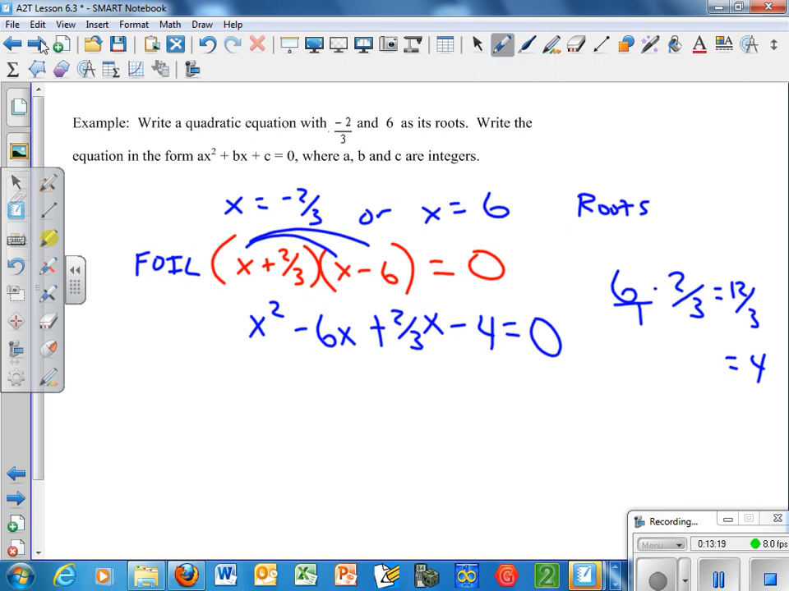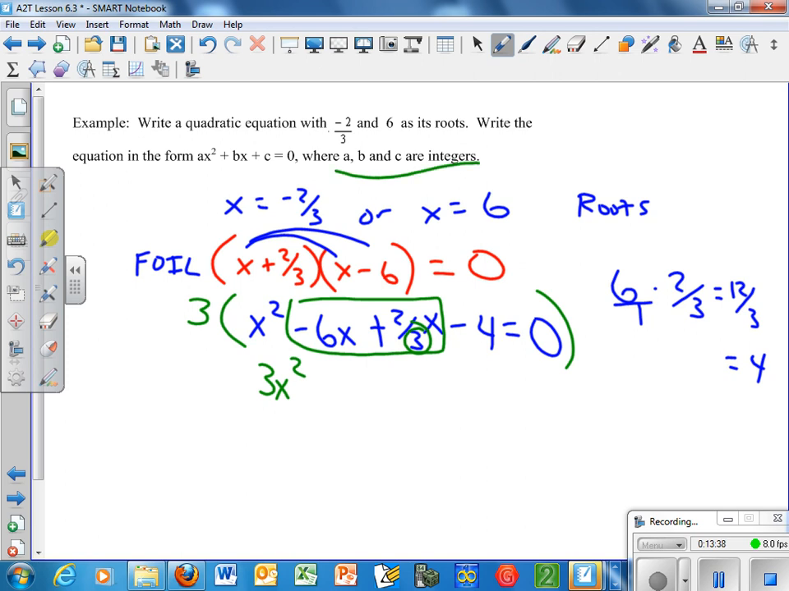Do not forget the equals 0 part. Okay, we're going to combine these. Actually, before we combine those, because I have a fraction here, I'm going to multiply to get rid of the fraction. I'm going to multiply the whole equation by 3. So if I multiply 3 times x squared, I get 3x squared, because we have to have a, b, and c be integers. So we want to get rid of that fraction. So I'm going to do that before I combine like terms.